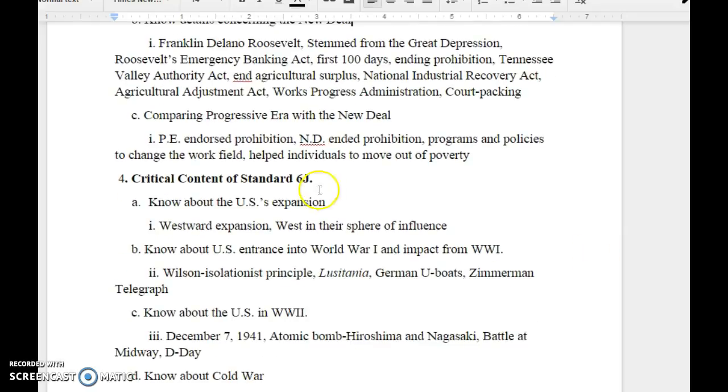And comparing the two, this just gives me an idea. The Progressive Era endorsed Prohibition, the New Deal ended Prohibition, and then both of these eras have programs and policies to change the work field and help individuals move out of poverty. Those are like the key components of each time period.